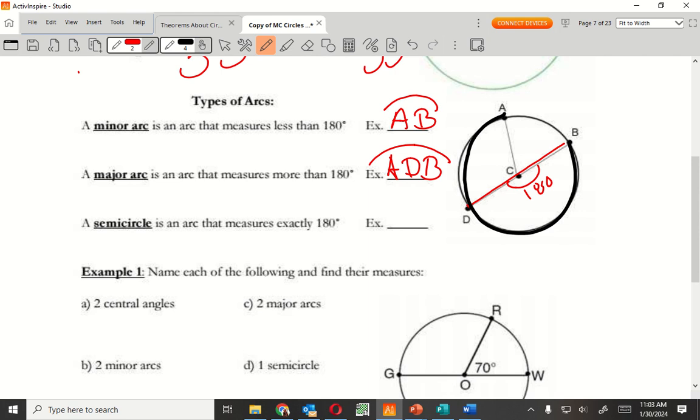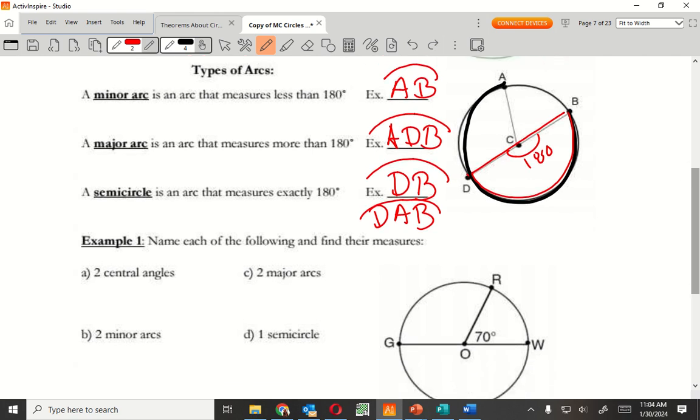What'd you say? DB. Because I already have it measured up here as D to B. But I could have also said DAB, because that's going in the other direction. Sometimes you're going to have to label it using different letters, because you have to go a certain pathway through it.